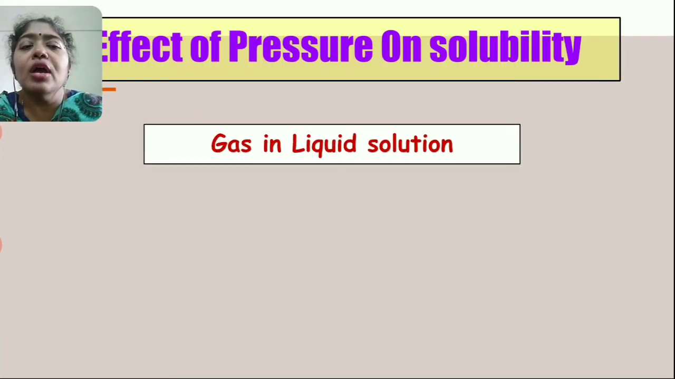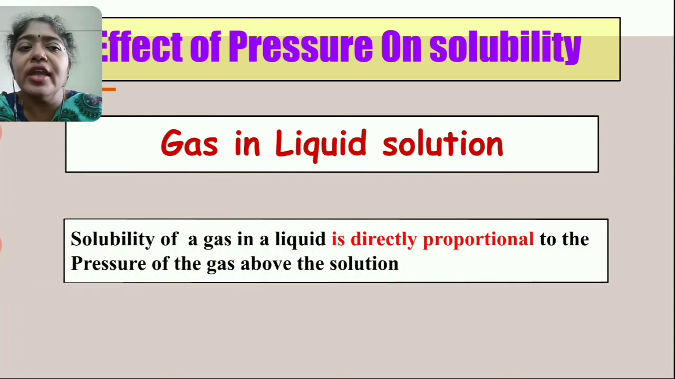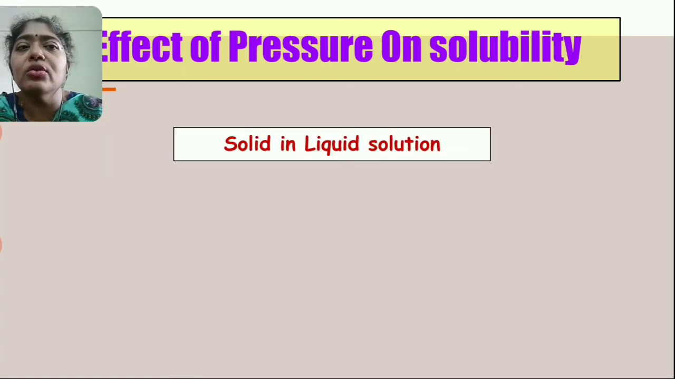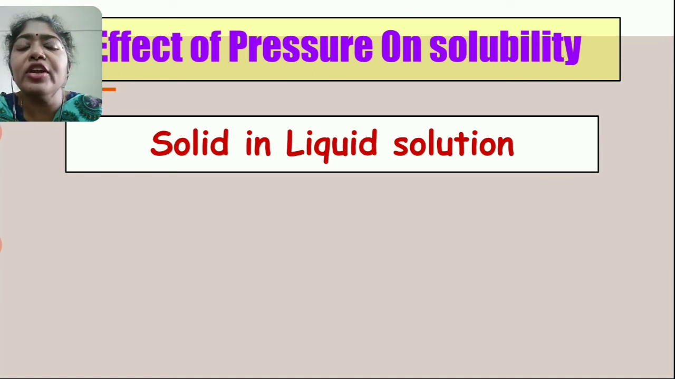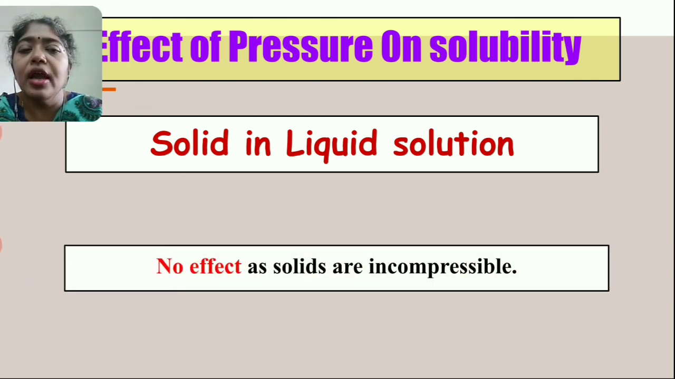Okay. So now that means for a gas in liquid type of solution, the solubility of the gas in a liquid is directly proportional to the pressure of the gas above the solution, as per the statement of Henry's law. Now, what happens to the solubility of a solid solute in a liquid solvent? What is the effect of pressure on its solubility? Well, students, here you will be surprised that there is no effect of pressure on solubility of solid in liquid solutions. The reason: solids are incompressible, and hence there is no effect of pressure on the solubility of a solid solute in a liquid solution.